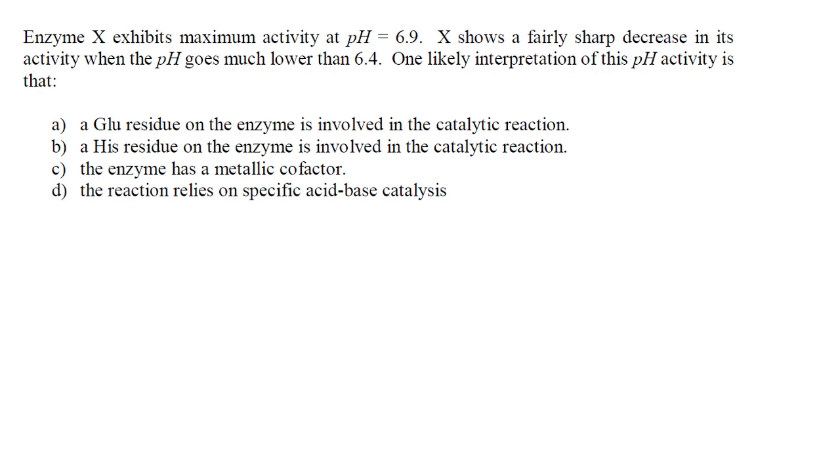So, what information can be drawn from here? If the activity drops much lower than 6.4, that means it will have a histidine residue. If it has a histidine residue and you decrease the pH below 6.4, this histidine will be protonated, then the reactivity will be shut down, right? It will be decreased. So option B is correct.